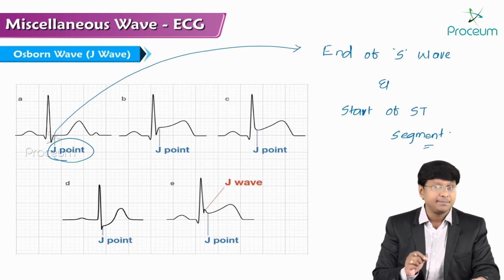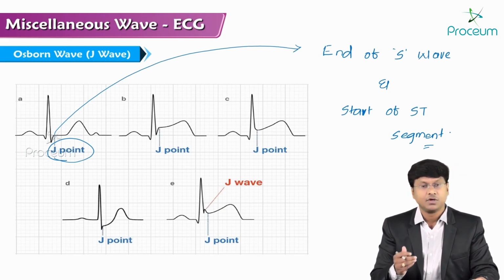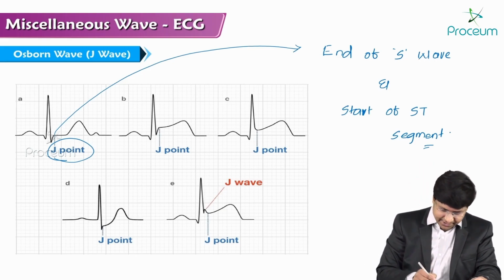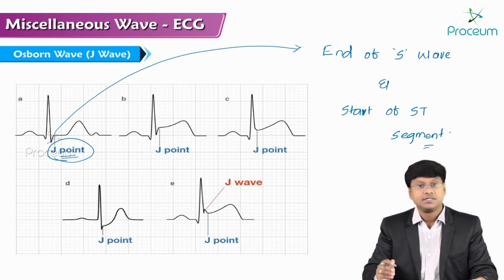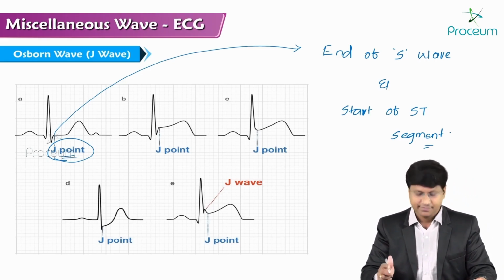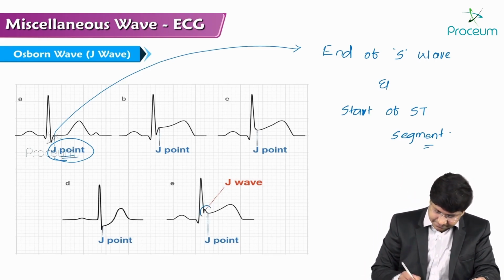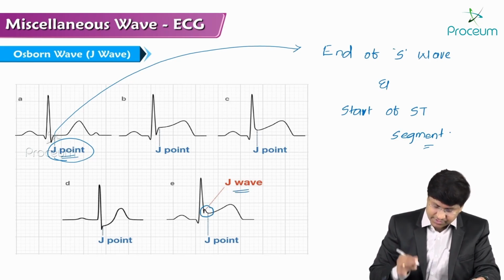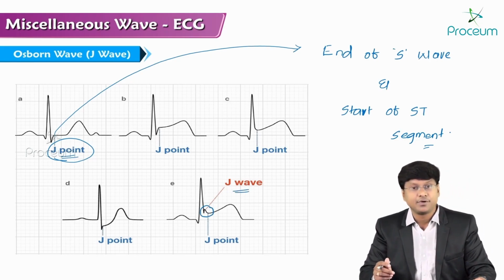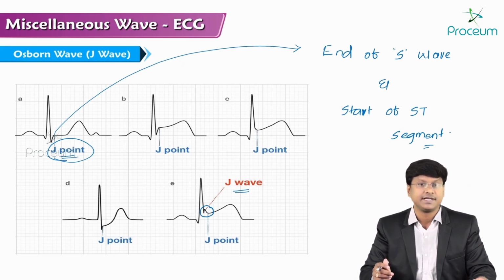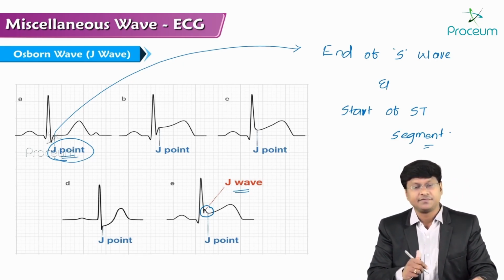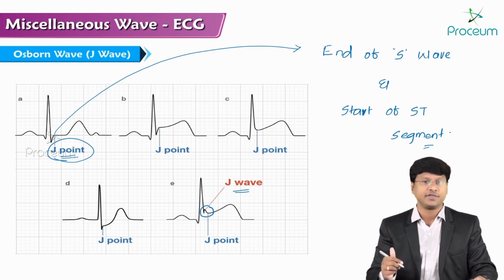Now any positive deflection or any wave which appears at the J point is what is called the J wave. You can see that here. So this is the J wave. It is a positive deflection present at the J point, and this J wave is nothing but your Osborne wave.